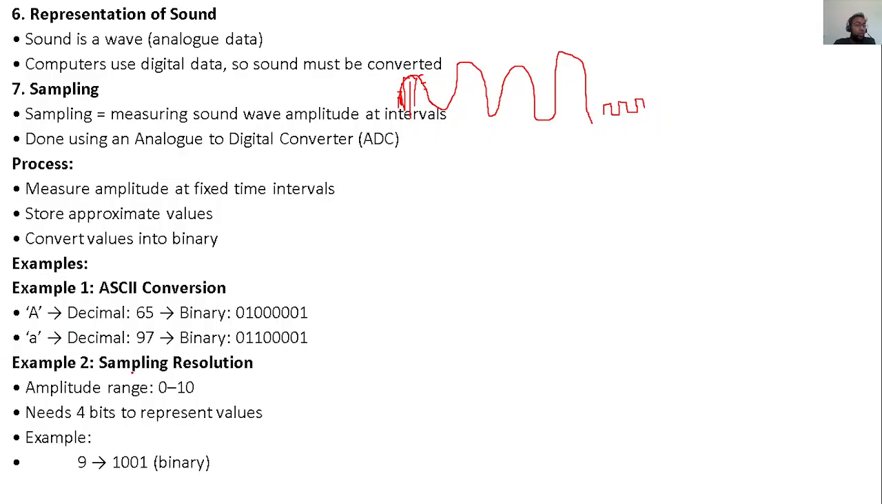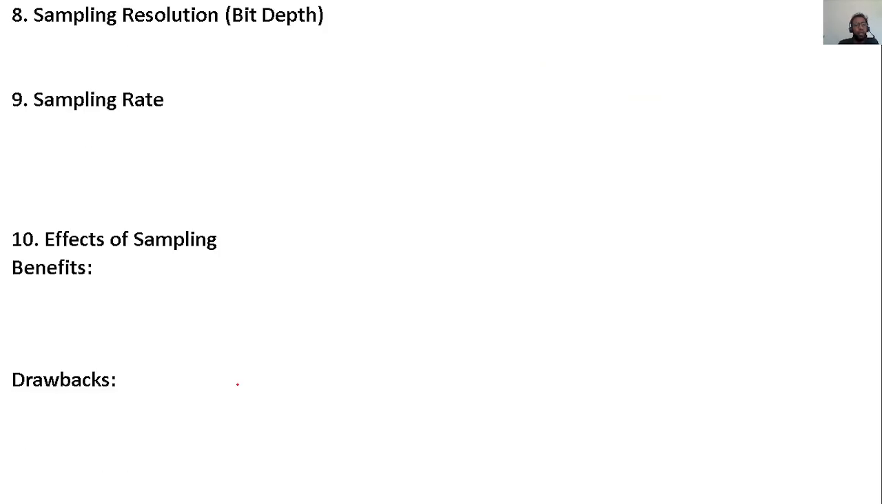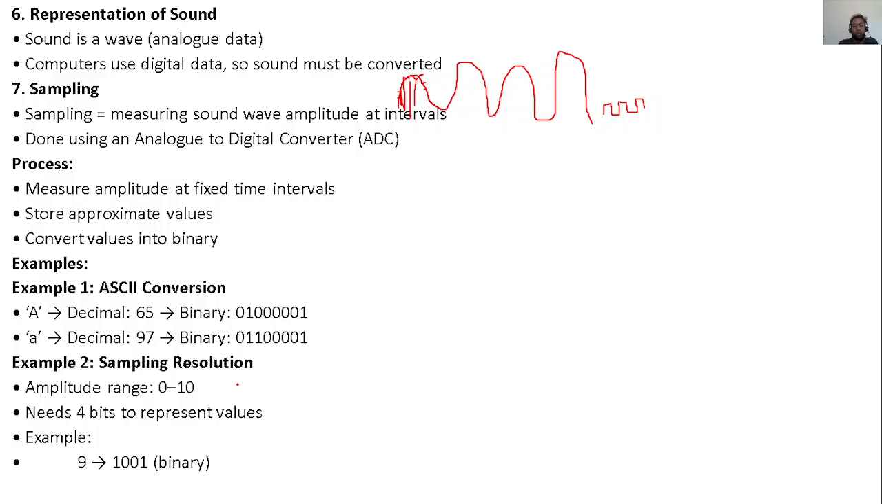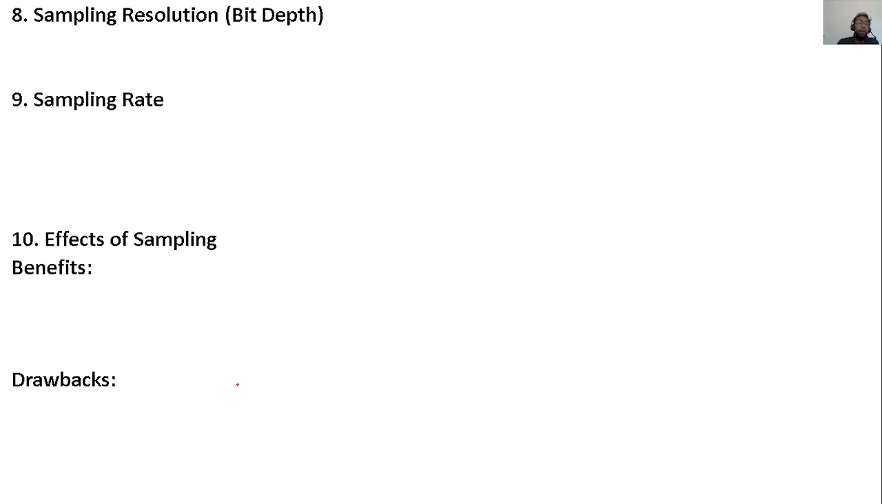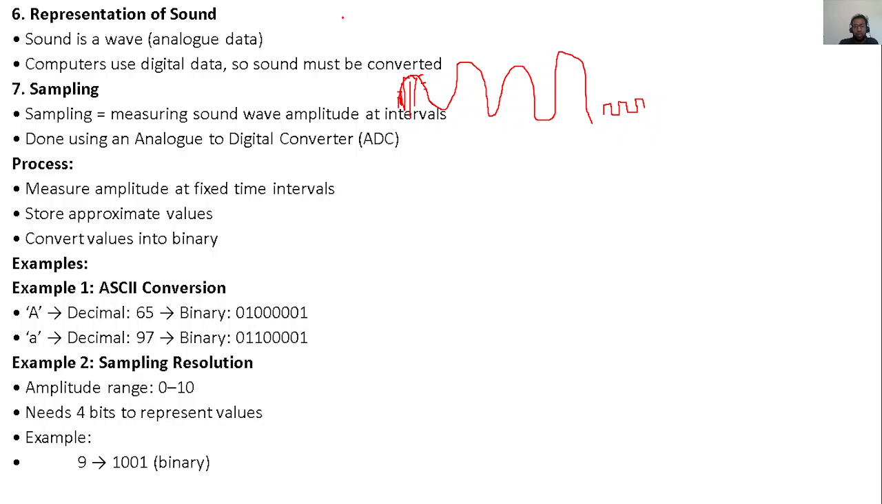And for the sound, with sampling resolution, an amplitude range of 0 to 10 needs 4 bits to represent values. 9 is basically 1001, and of course 1 will be 0001. So we need 4 bits to convert these ranges, because we take all the small steps, take the wave lengths and the amplitudes of the waves, and we measure it using sampling resolution. We will understand when we do some problems and activities in our next lecture.